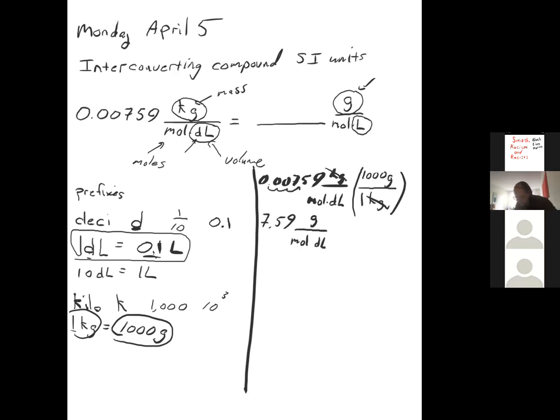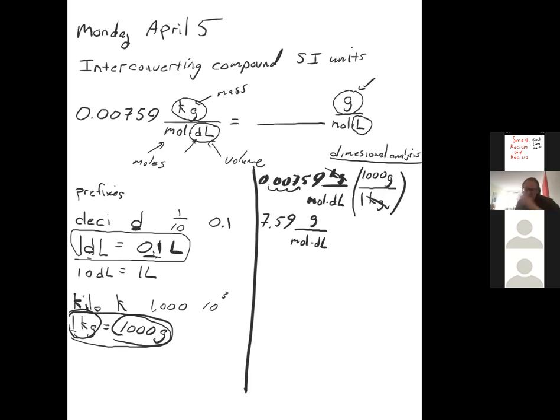Okay, so take a look at what I did. I took our definition of the kilogram based on the gram, and then I just used this. This is called dimensional analysis, by the way. They have other names for it, but dimensional analysis is the typical name for it. Okay. So 7.59 grams per mole deciliter, but now we got to do the deciliter conversion, deciliters to liters.